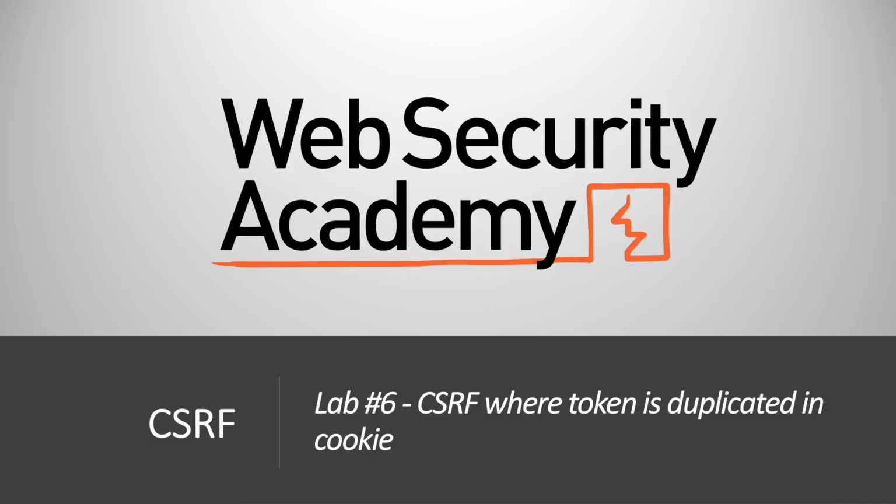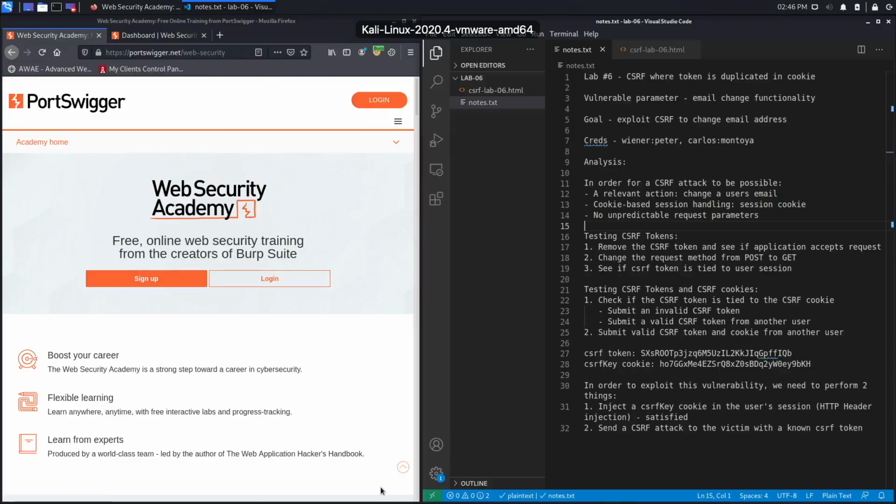In today's video, we'll be covering lab number 6 in the CSRF module, titled CSRF where token is duplicated in cookie. If you do not have an account on the Web Security Academy, you can get one by visiting the URL portswigger.net/websecurity and clicking on the sign up button.